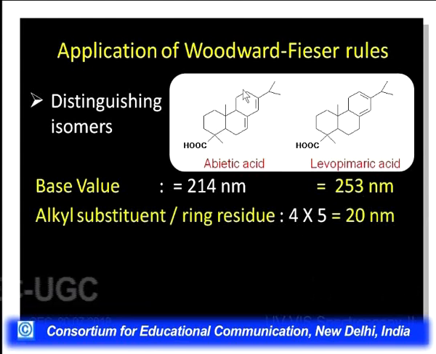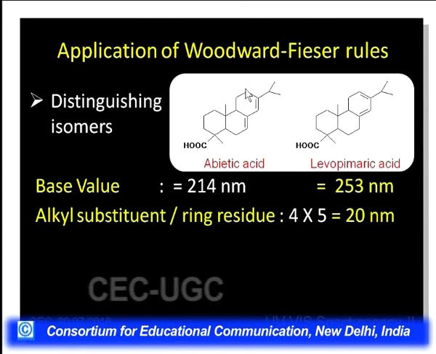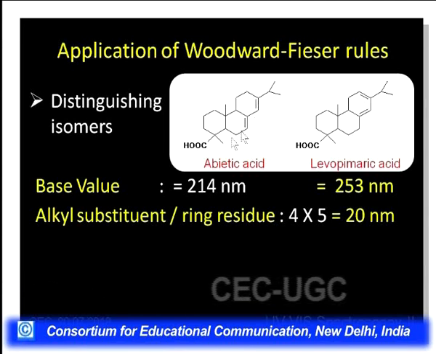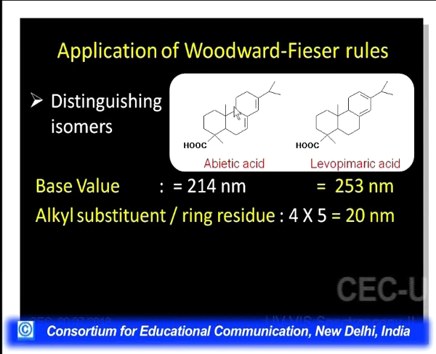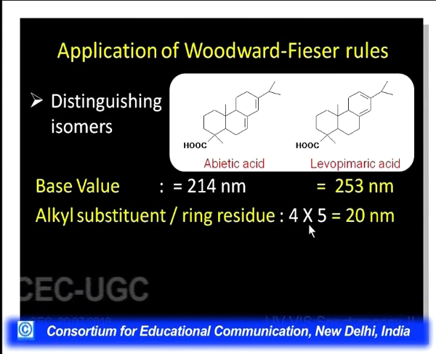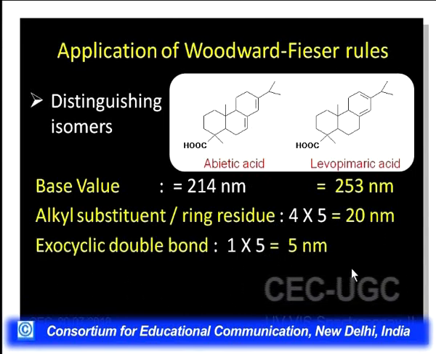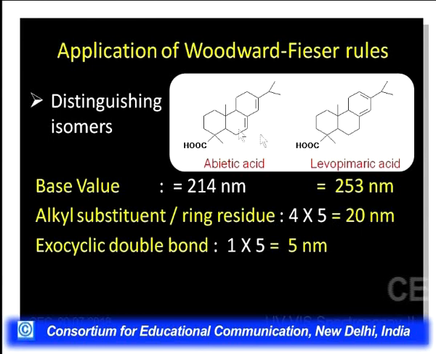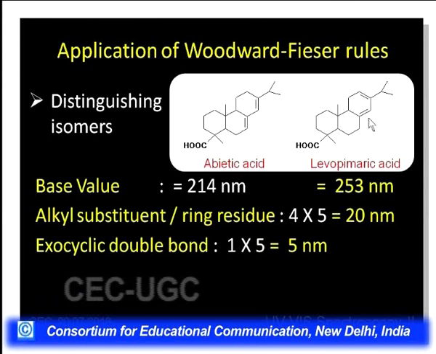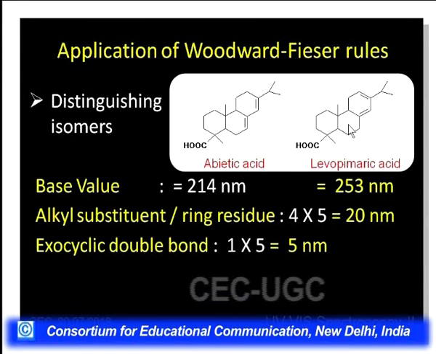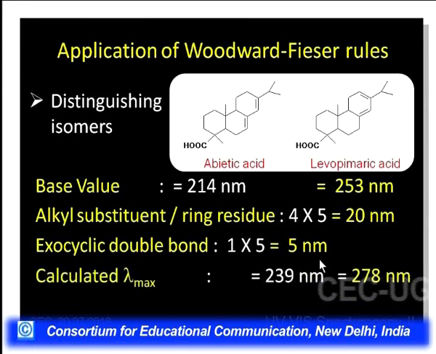In this case, this is one substituent over there, 1 ring residue, and then this is another ring residue, and this is another ring residue. The 3 ring residues and 1 alkyl substituent. Again, the contribution happens to be 20, and then we also have exocyclic double bonds over there, 1 of them. Say this one happens to be exocyclic to this ring there, and in this case this happens to be exocyclic to this ring over there. So again a contribution of 5, and if you calculate the value now, this will give me 239 nanometers there, this will give me 278.